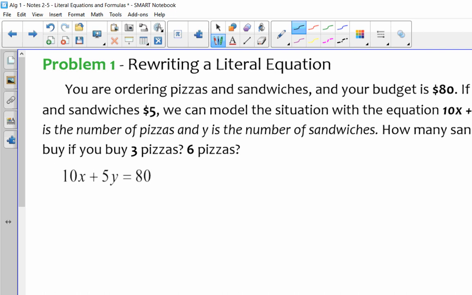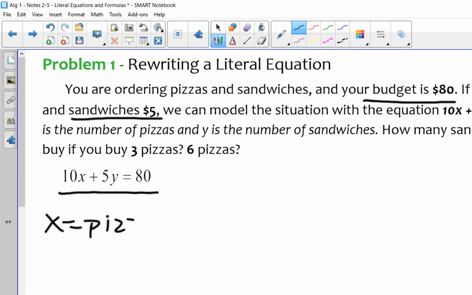All right, so we're going to go here. If you want to read this, you have a budget of $80 to spend, and we're going to buy pizza and sandwiches. This special pizza place makes pizzas for 10 bucks and makes sandwiches for 5. And then they give us an equation to figure out how many pizzas I can buy or sandwiches I can buy, or a combination of them, okay? So they give us this formula. They tell me that X equals pizzas. And if you write down the equation, please, and Y equals sandwiches, okay?